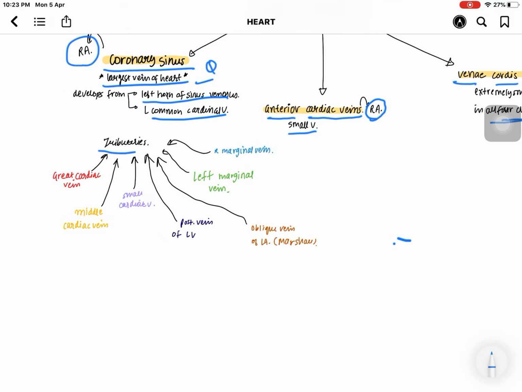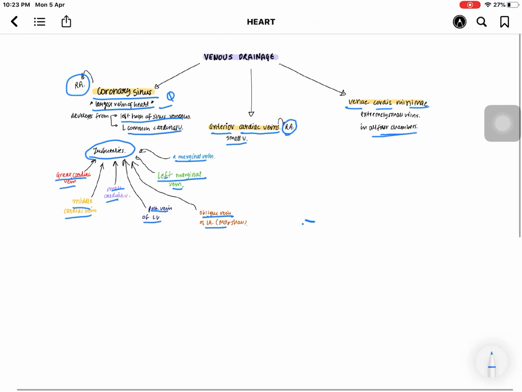In this we can see all the venous tributaries: the great cardiac vein, middle cardiac vein, small cardiac vein, posterior vein of the left ventricle, oblique vein of the left atrium, left marginal vein, and right marginal vein.